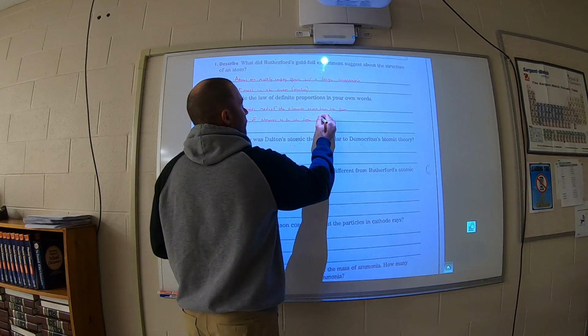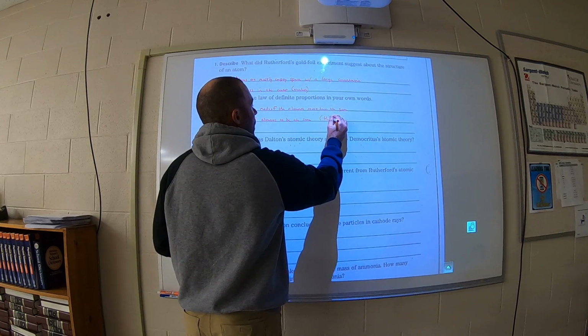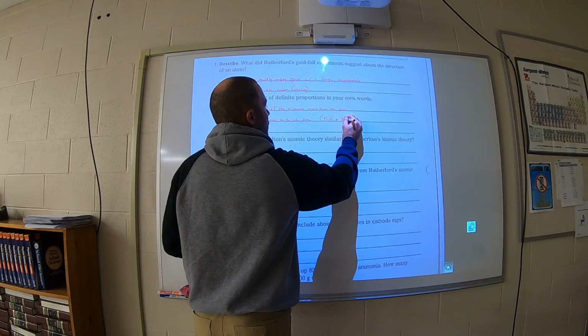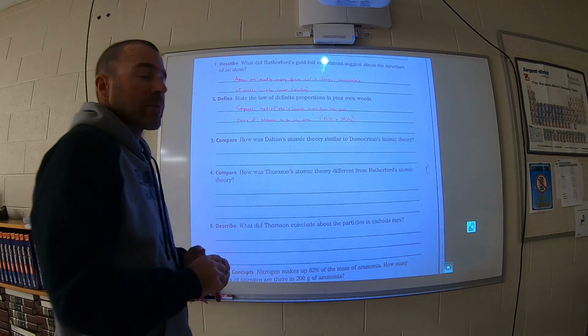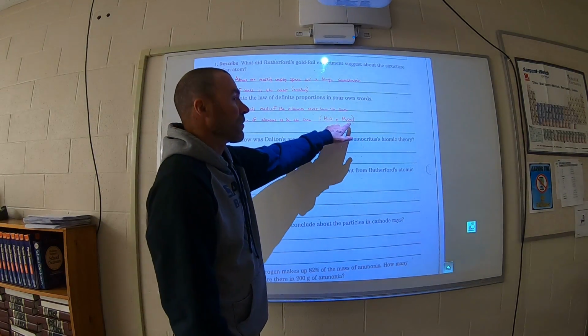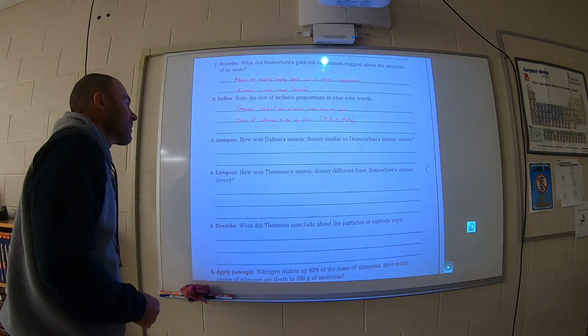Two examples. H2O is water and H2O2 is hydrogen peroxide. Those are 2 different substances. Even though they both have H and O, they've got a different ratio of H's and O's.